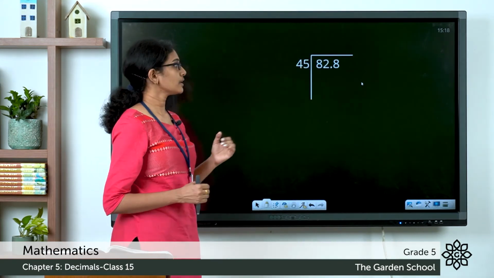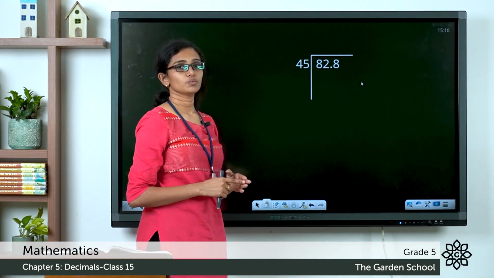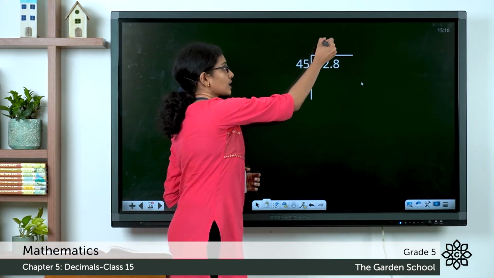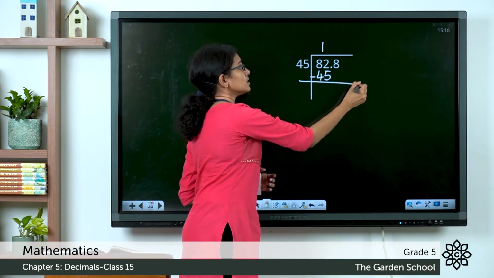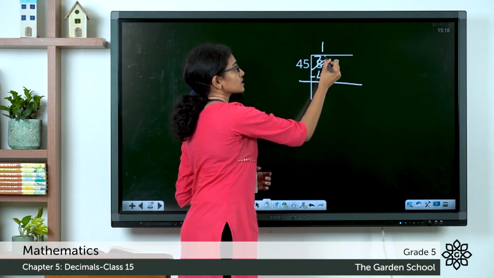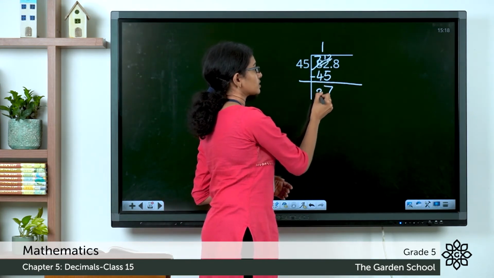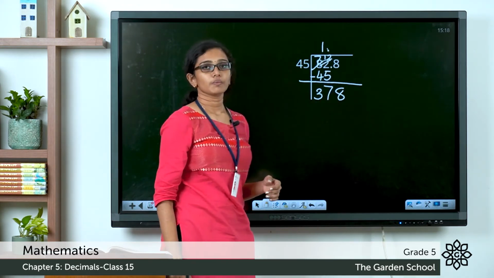82.8 divided by 45. How many 45s will go in 82? 45 ones are 45, but 45 twos are 90. So, let's take 45 ones. Here it is 45. Subtracting the numbers, here it is 7. Here it is 12. 12 minus 5, 7. 7 minus 4, 3. Bringing down the next digit and putting the decimal point in the quotient.